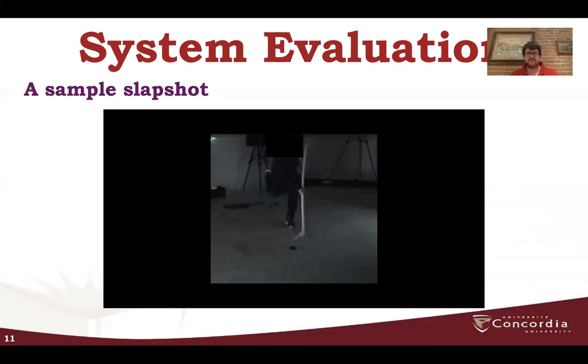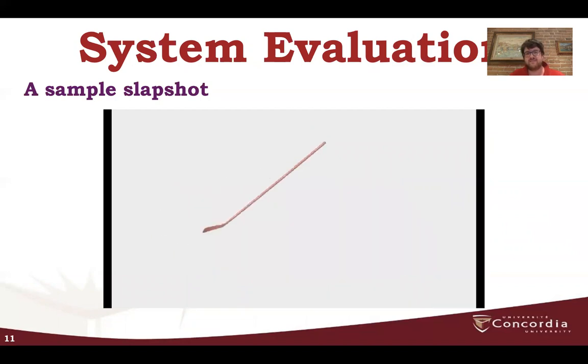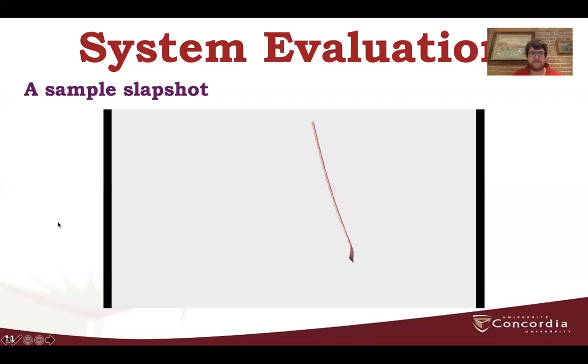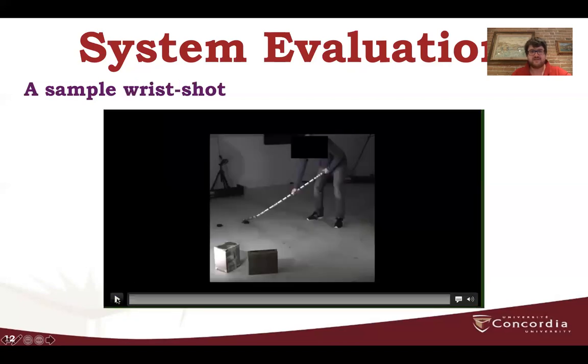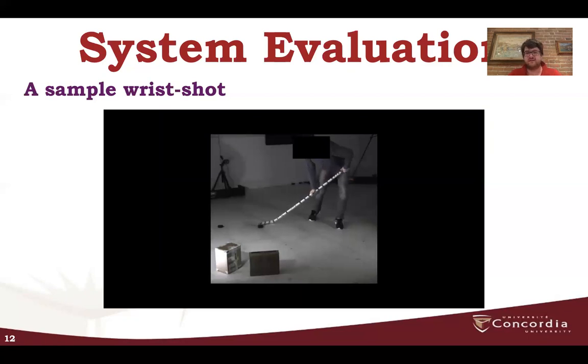So this is an example of a slap shot. And you can see that the stick bends quite a lot, and it even has a slight backward bending at the very end because of the momentum of the stick. In the paper, we have also provided some quantitative evaluation of our method. This is the second shot. This is a wrist shot. Both of them are done to reduce speed.